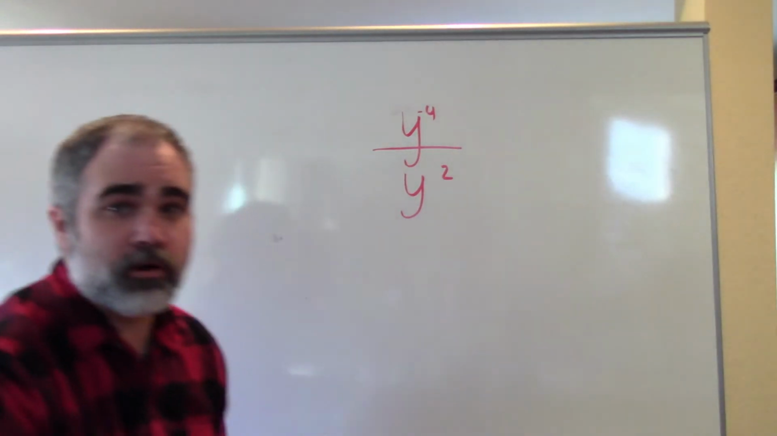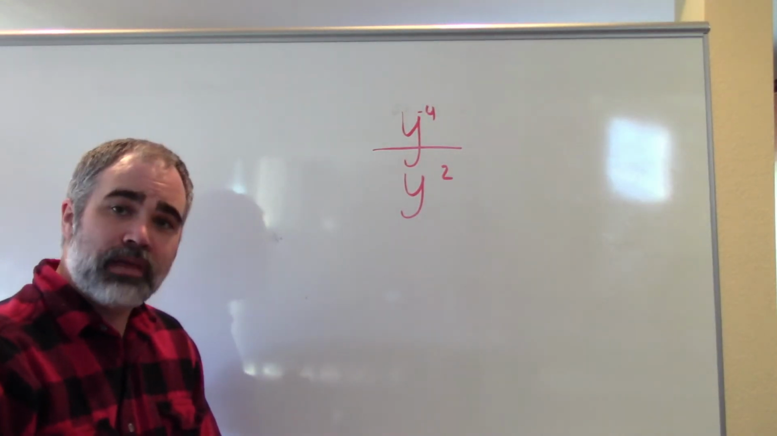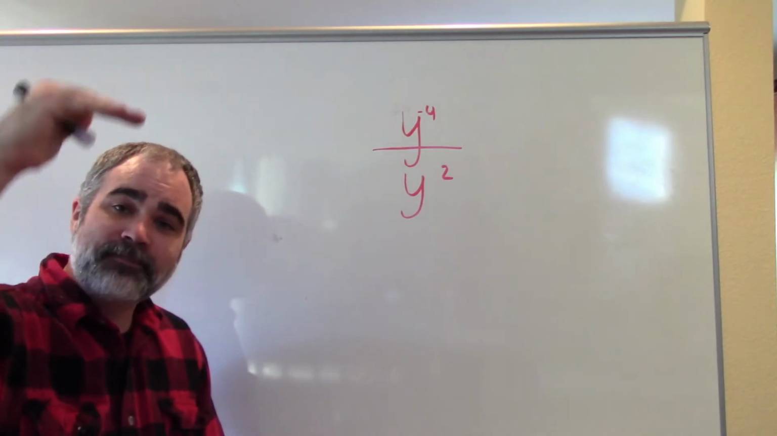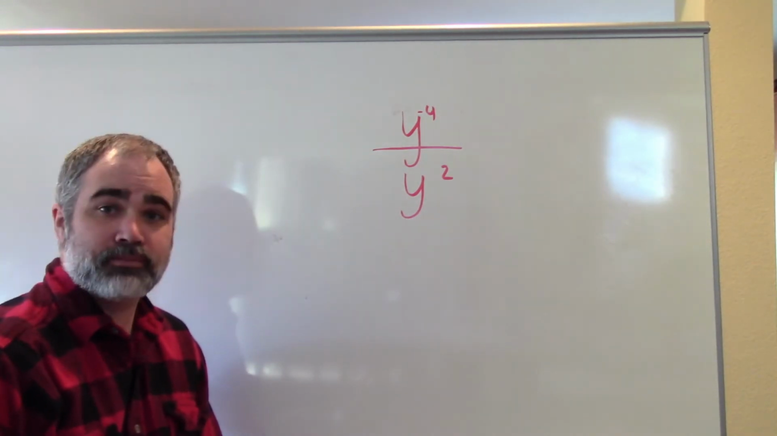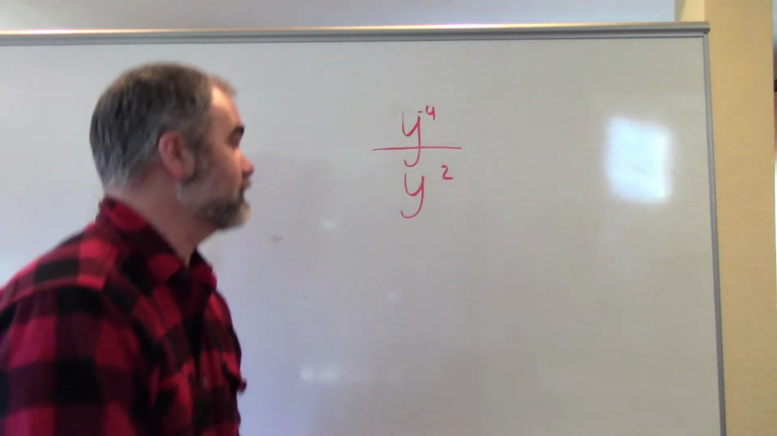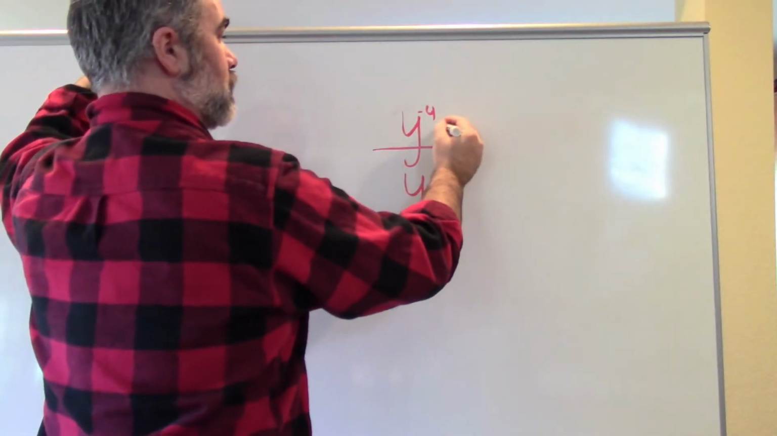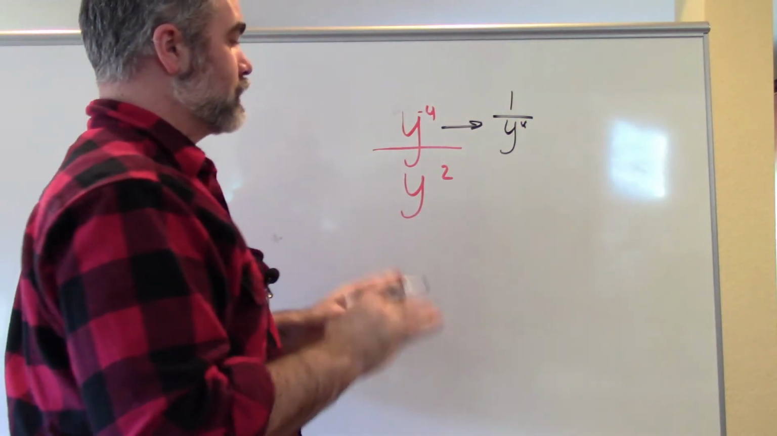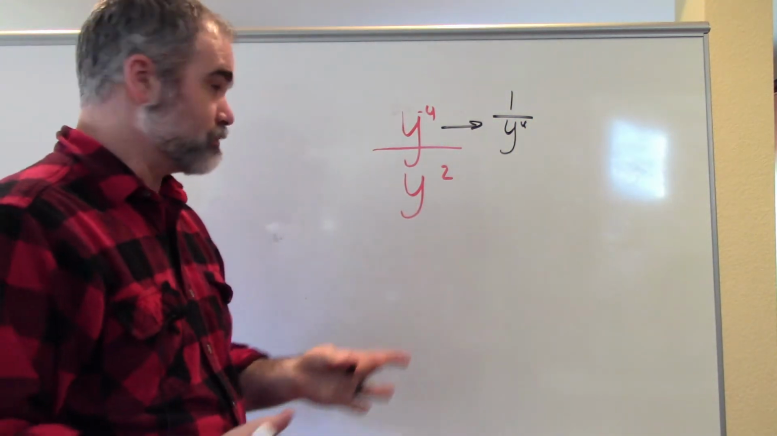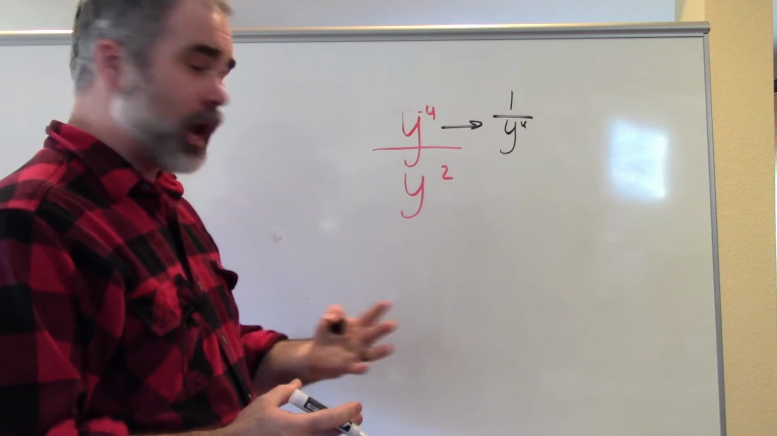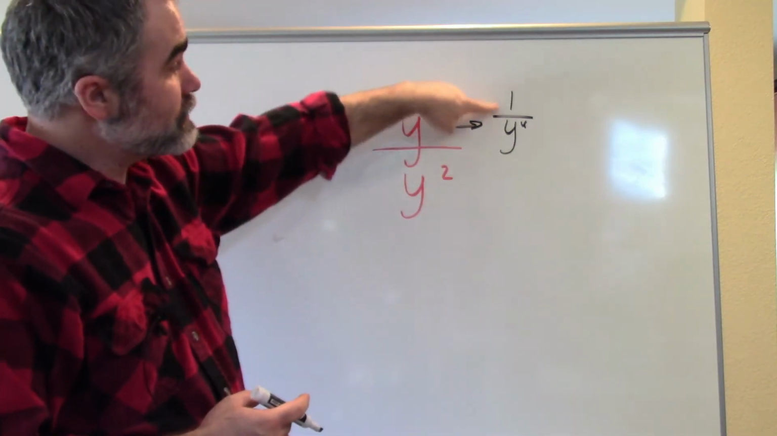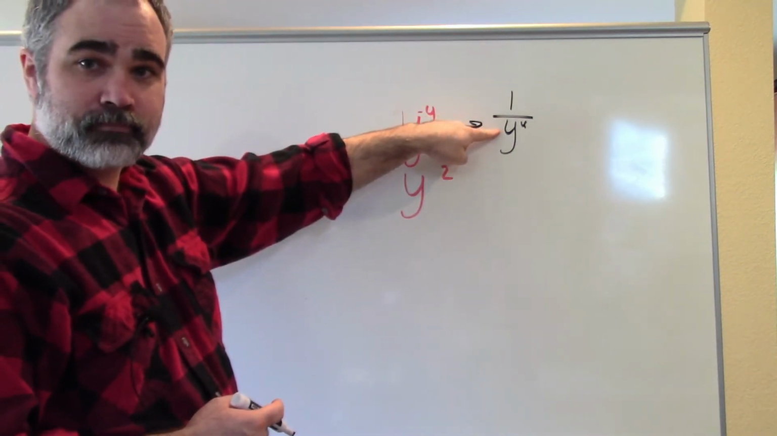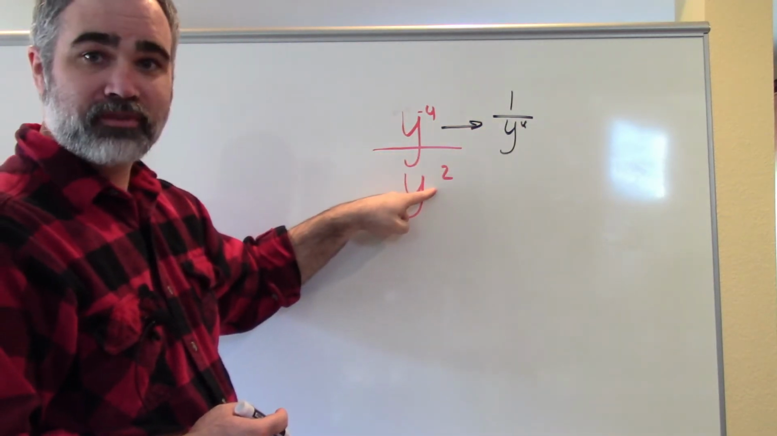Y to the negative 4th power. Remember, that's division. Y divided by itself 4 times. This is the same thing as 1 over y to the 4th. Now, you can break this up as much as you want, but I want you to notice something here. This is at the bottom of a fraction. This is at the bottom of the fraction.